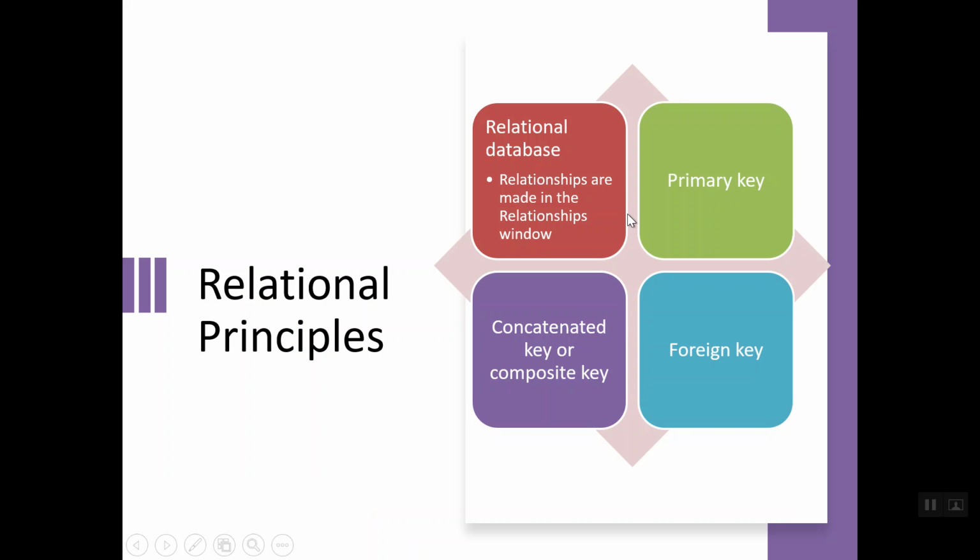So within our relational database, there's what we call the relational principles. The relational database, and we'll show this in Access in the next lecture. But relations are maintained between the two tables, all right? And we define a field, a primary key and a foreign key, which defines what that relationship is. We'll show you that when we start talking about joins. Right? And then we talked finally about a concatenated or composite key, which is unique and made up of more than one field.